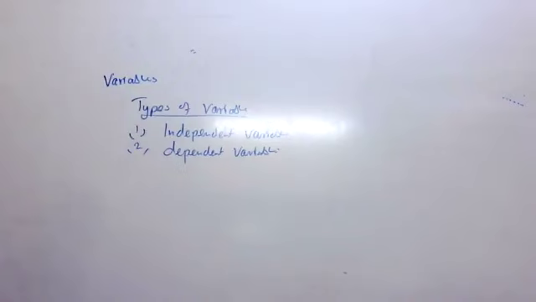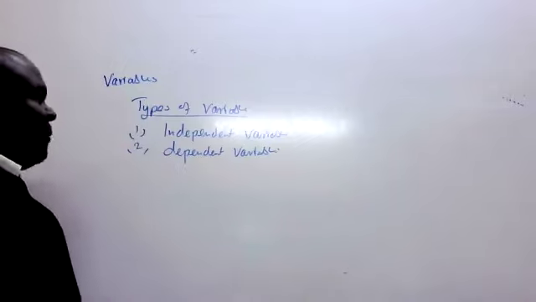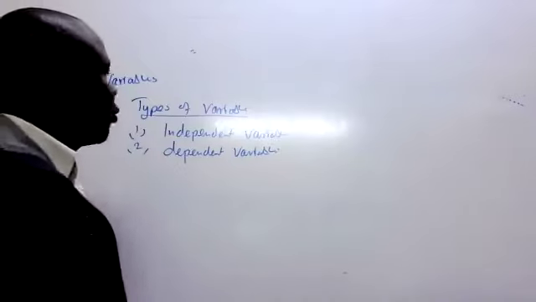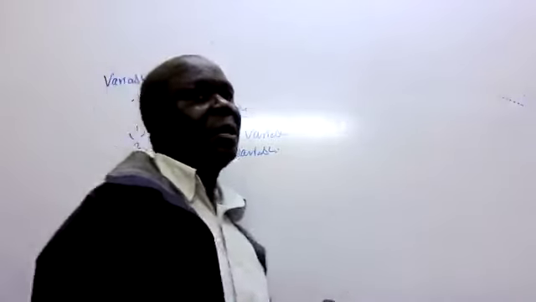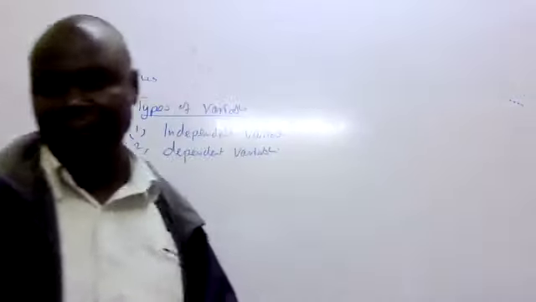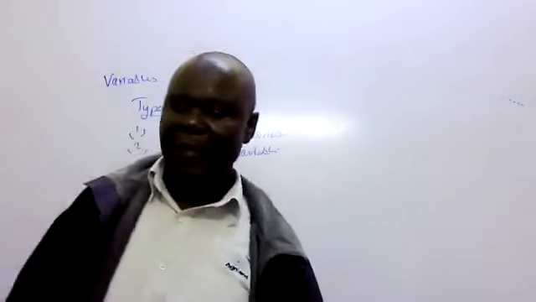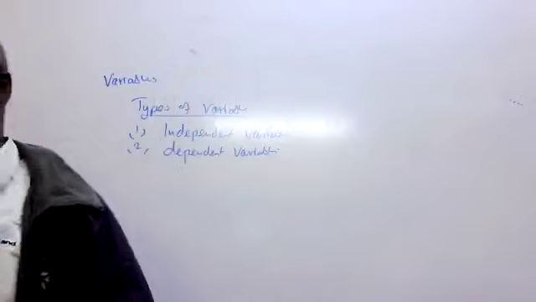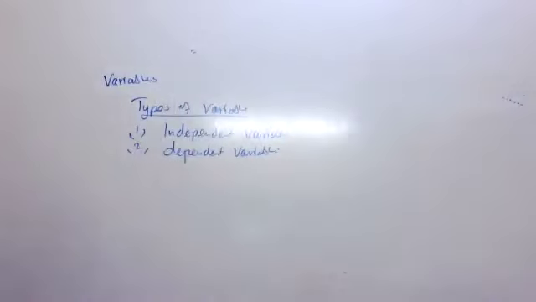So when you're looking at these two variables, the independent variables are plotted on the x-axis, while dependent variables are plotted on the y-axis. The independent variable is plotted along the x-axis, and the dependent variable is plotted along the y-axis.